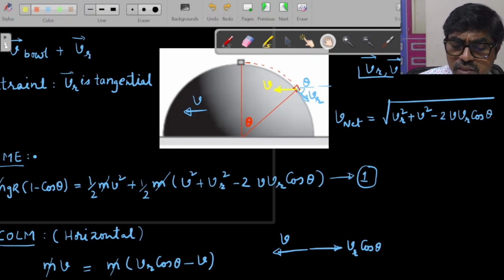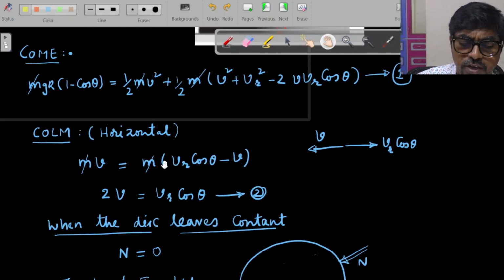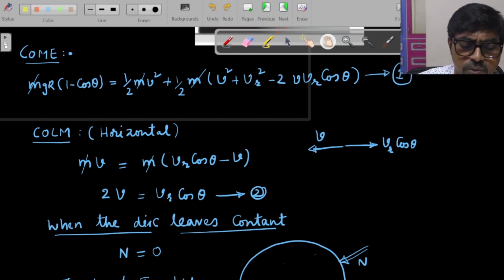So, the resultant velocity will be V_R cos theta minus V. So, m into (V_R cos theta minus V) is the momentum of the disc horizontally towards right, which is counterbalancing m into V of that ball in the left direction. Simplify it, you get the second equation. Now you count the number of unknowns here. You have V, V_R, theta, 3 unknowns, and we got 2 equations from these conservation principles.